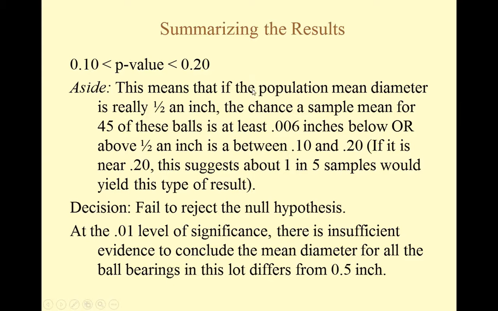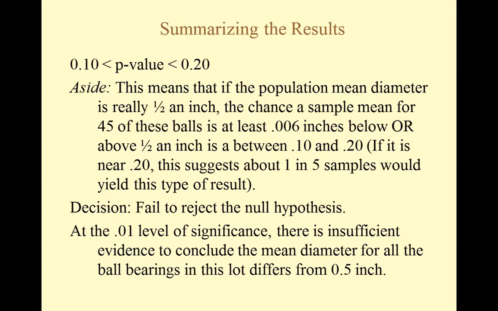Now think about what the p-value is measuring, okay? What the p-value is measuring is if the population mean diameter really is half an inch, the 0.5 value that the null hypothesis says, then the chance I get a sample mean like I got for the 45 balls that were measured, which is 0.494, which was 0.006 inches, and then the chance that it's either that much below or above that half an inch target, the chance that would just happen if the true mean of the entire lot of however many thousands were produced really is half an inch, the chance of being 6/1000ths of an inch or more below or above half an inch would be somewhere between basically 10% and 20%, or between 1 in 10 and 1 in 5 samples.